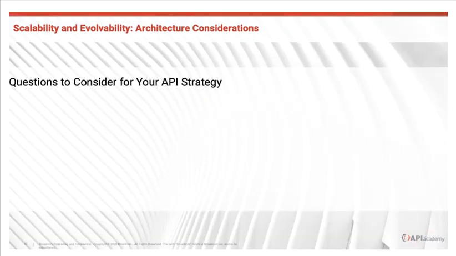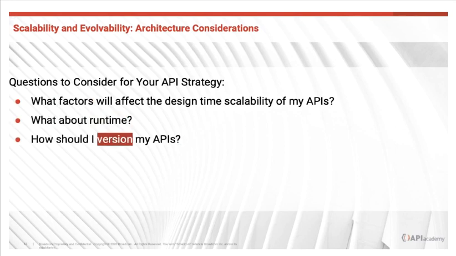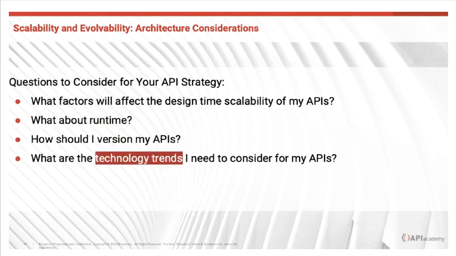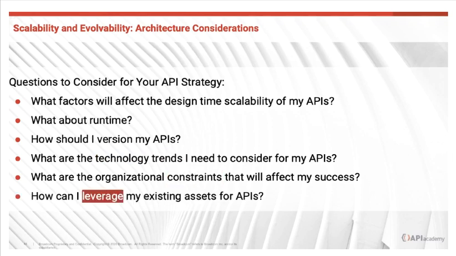To accurately evaluate your organization's preparedness to scale and evolve your APIs as needed to meet changing market requirements, you'll have to be able to answer the following questions. What factors will affect the design time scalability of my APIs? What about runtime? How should I version my APIs? What are the technology trends I need to consider for my APIs? What are the organizational constraints that will affect my success? How can I leverage my existing assets for APIs?